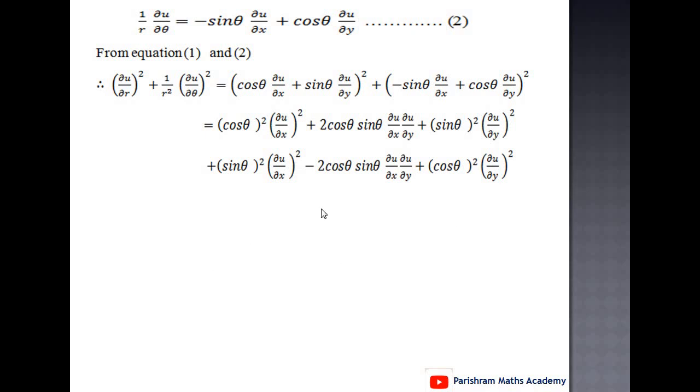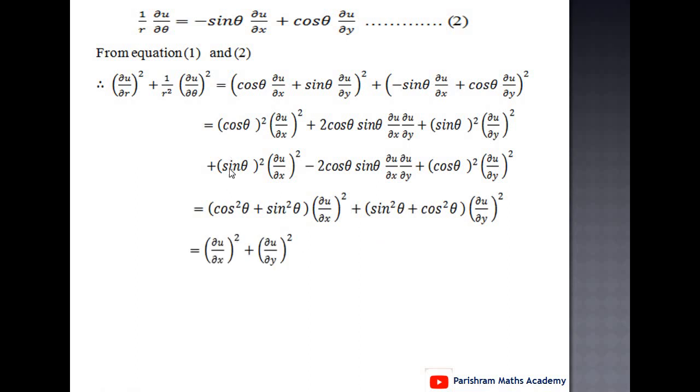Then we can simplify it. These middle two terms are cancelled. From the first terms we can take (∂u/∂x)² common, and from the others we take (∂u/∂y)² as common. We get (cos²θ plus sin²θ) into (∂u/∂x)² plus (sin²θ plus cos²θ) into (∂u/∂y)². But the value of cos²θ plus sin²θ is 1, and therefore it equals (∂u/∂x)² plus (∂u/∂y)².